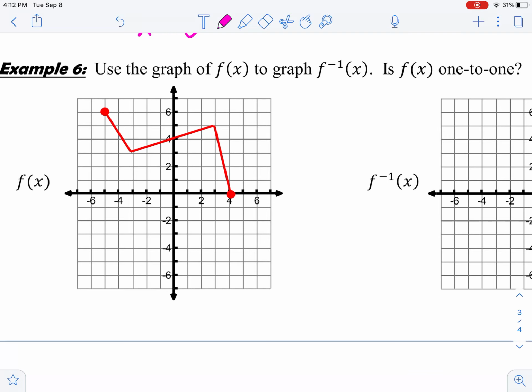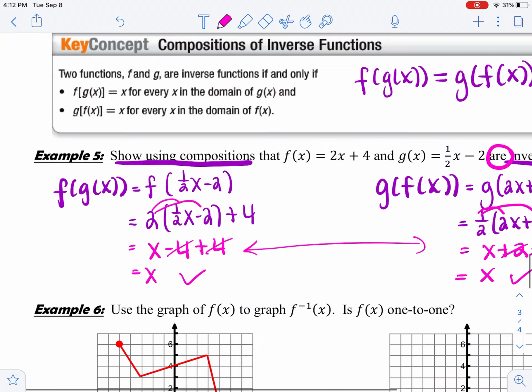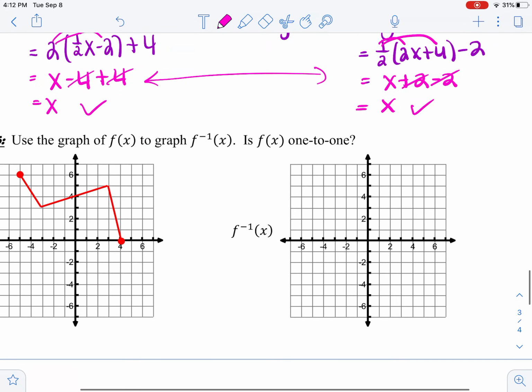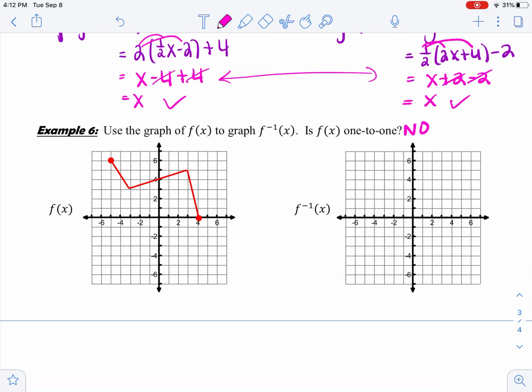Okay, so use the graph of f of x to graph f inverse. Is f of x 1 to 1? So first off, we can answer that already. Is the function 1 to 1? No, because it doesn't pass the horizontal line test. So no. Oopsies.